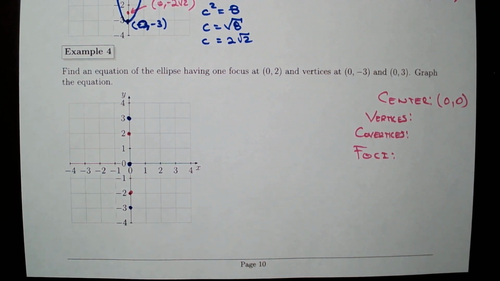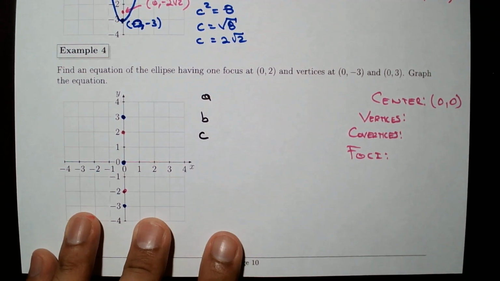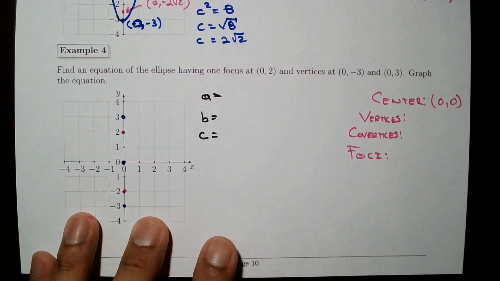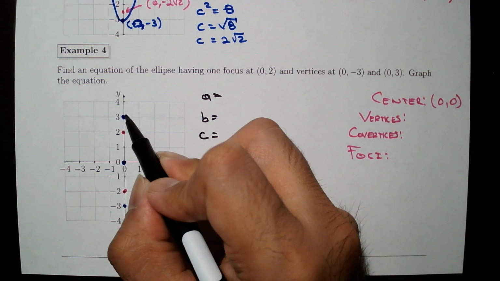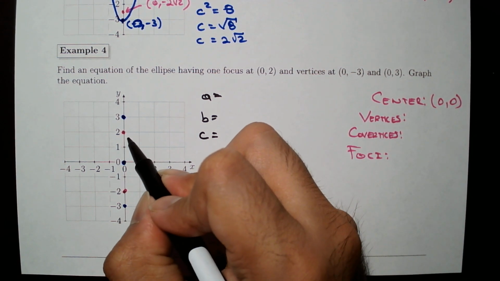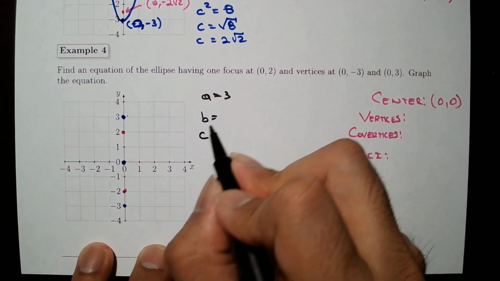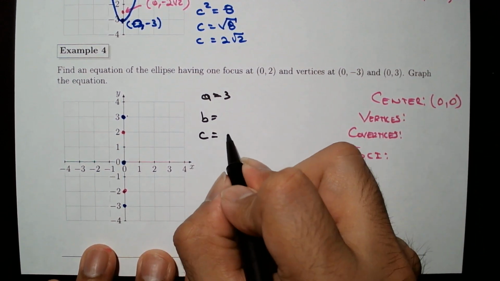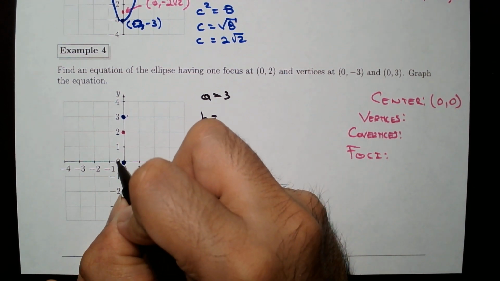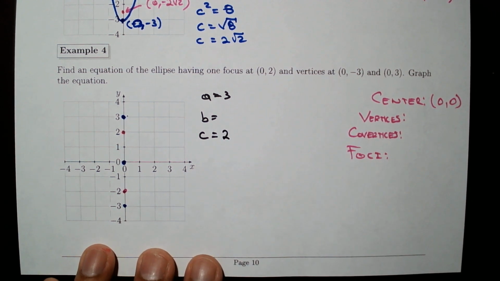All right. So from there, we are going to state our a, b, and c. Recall that a is the distance that goes from the center to the endpoints of the vertex, which in this case, from 0 to 3, is 3 units. b is the distance that goes from the center to the co-vertices, but we don't know that one. We will figure it out. But we know c, which is the focal distance, the distance from the center to the focus, which in this case is 2 units.